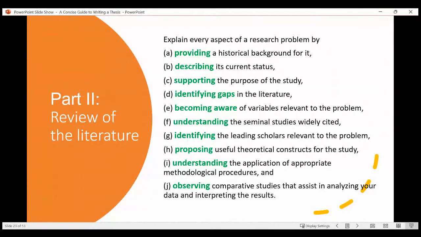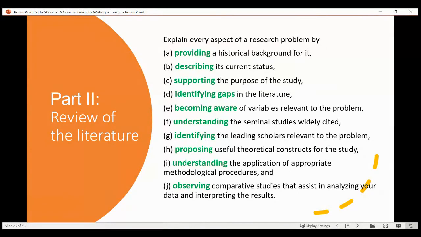You need to become aware of the variables relevant to the problem of your study, and understand the seminal studies, the widely cited scholars and seminal work in your study. Identify leading journals, leading scholars, and seminal books in your field. Propose a useful theoretical construct; for those in humanities and social science, a theoretical framework can be identified from the literature. Understand the application of appropriate methodological procedures.